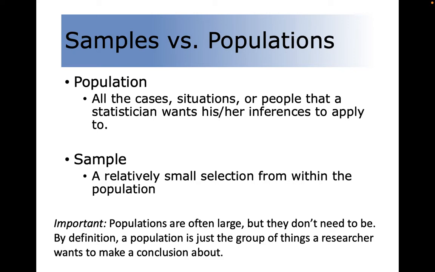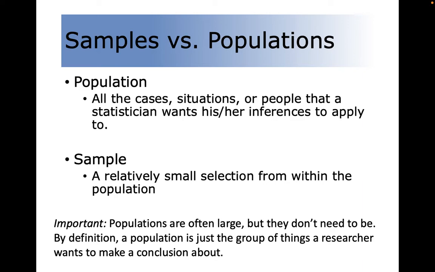I just used the terms population and sample, so I'll define them here. A population is all the cases, situations, or people that a statistician wants his or her inferences to apply to. Okay, we can also say that a population is a larger group to which inferences are made about by using a smaller set of people who are actually studied. A sample, then, is a relatively small selection from within the population, which is usually considered to be representative of the larger population.